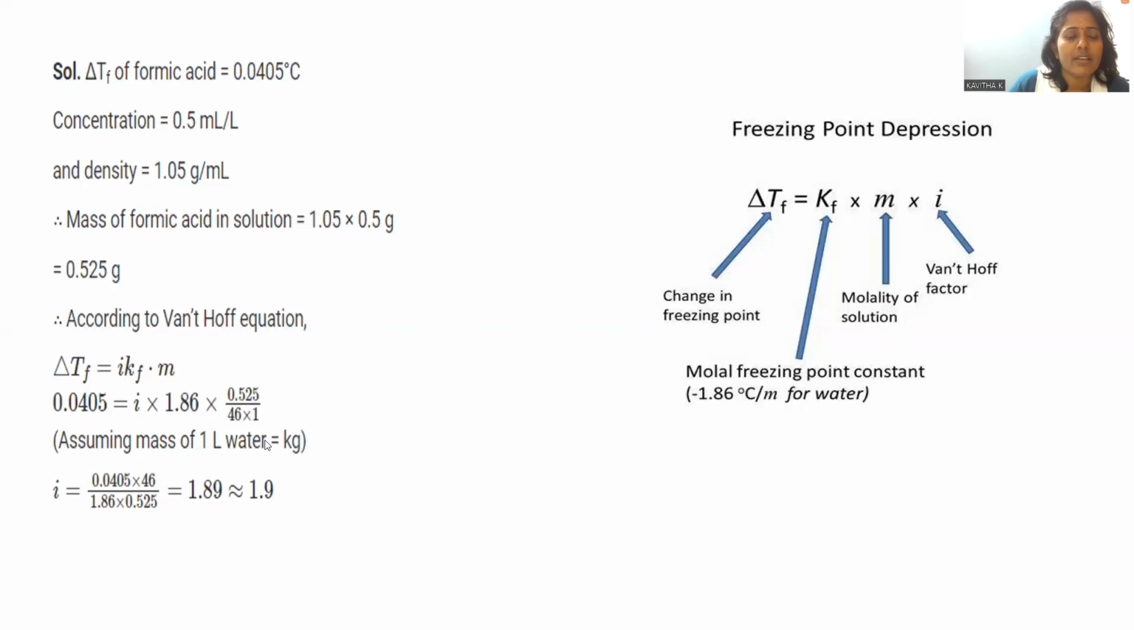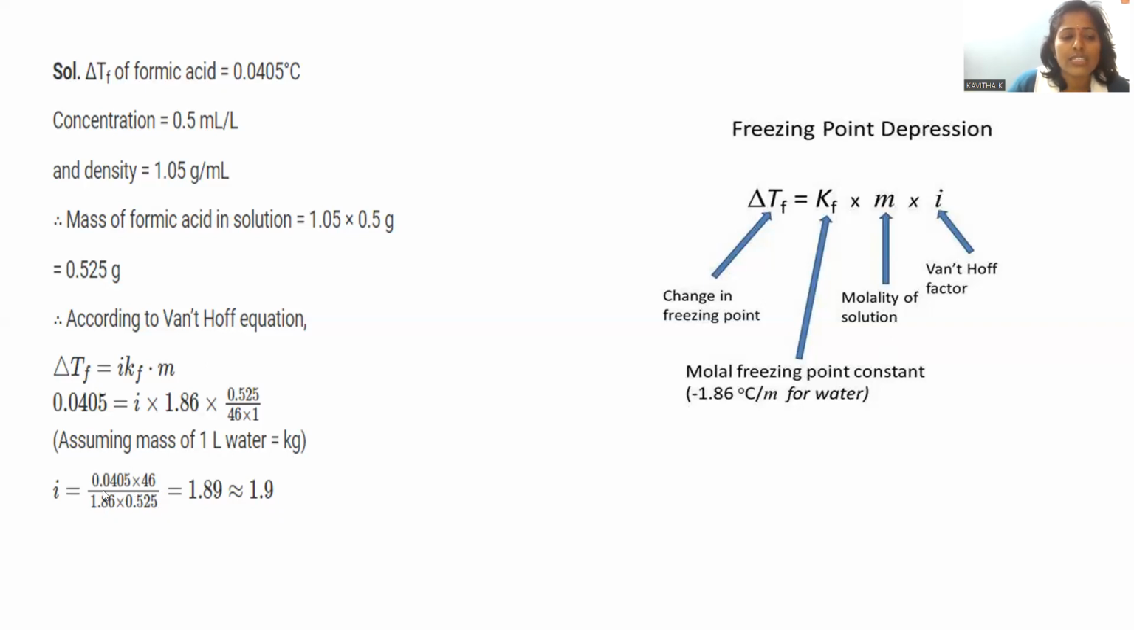0.525 is taken as the mass of the formic acid, and 46 will be the molar mass of the formic acid. If you go with formic acid, the formula will be HCOOH. So its molar mass will be taken as 46, right? 1 liter can be assumed as 1 kilogram because molality concentration is given with a kilogram value. So i is equal to, the formula will be 0.0405 into 46 by 1.86 into 0.525.